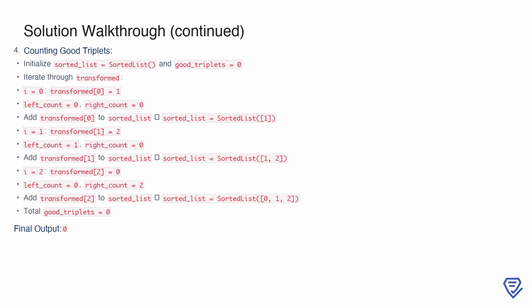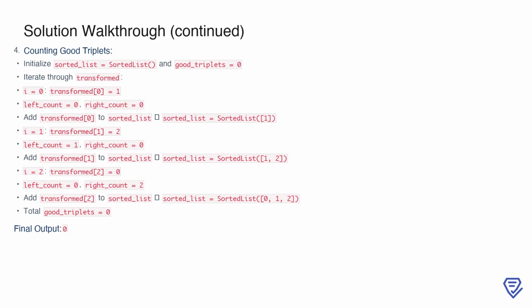For the second element, 2, there is one element smaller than it to the left, so left_count is 1. There are no elements greater than it to the right, so right_count is 0. Adding 2 to the sorted list updates it to [1, 2].